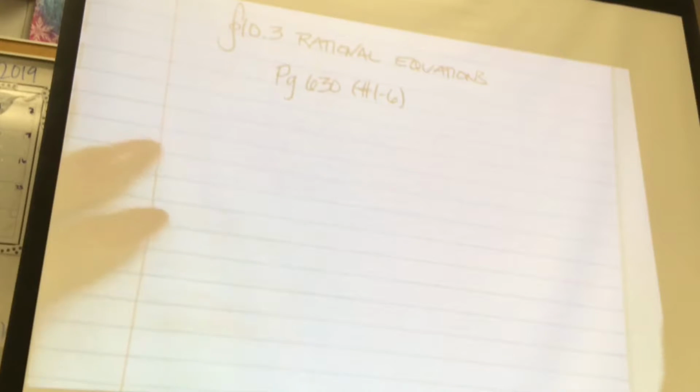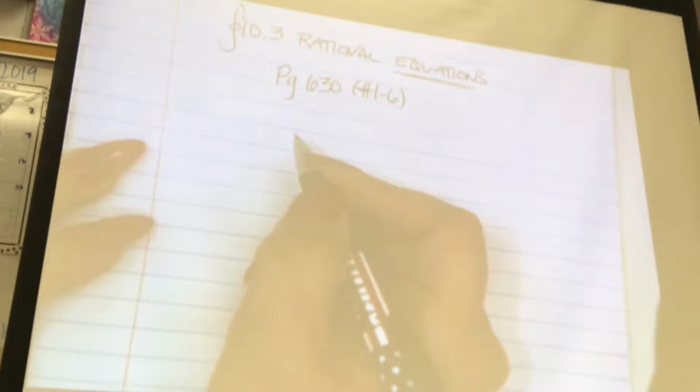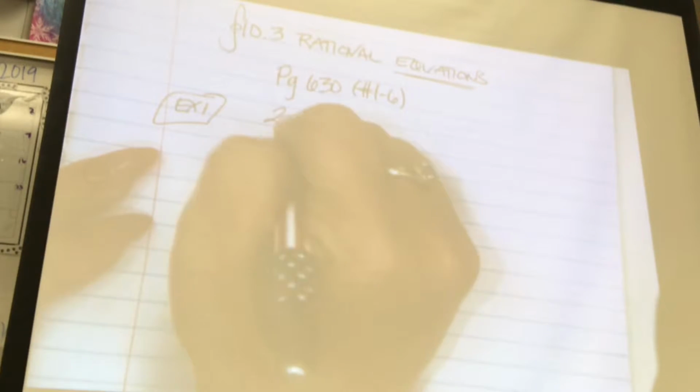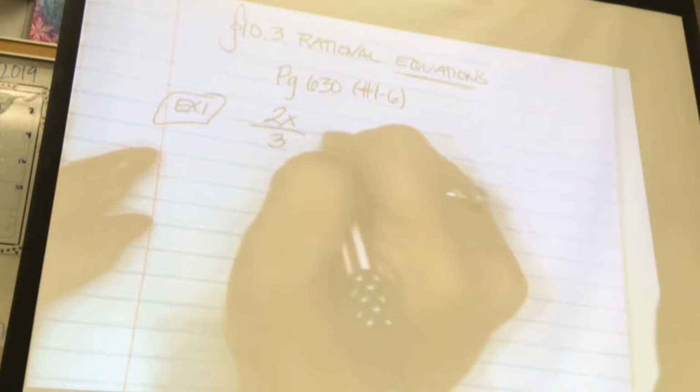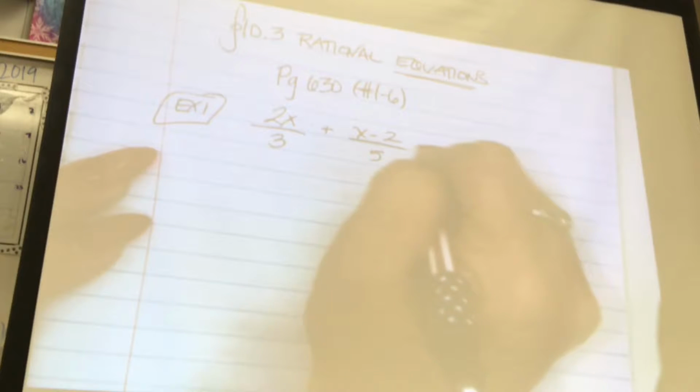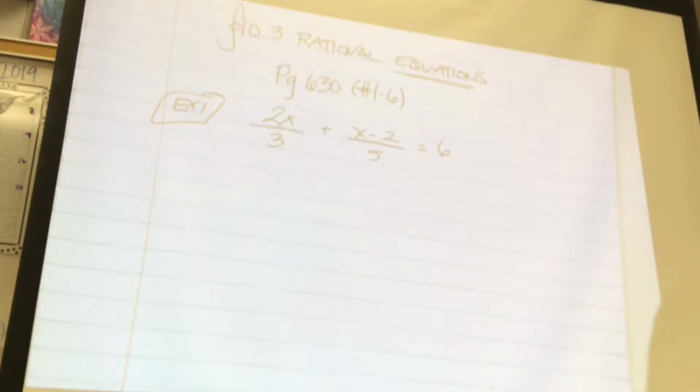All right. We're going to be dealing with equations. So we're going to be dealing with expressions that have equations in them. There's an equal sign in them. Okay? So let's say I have example 1: 2x over 3 plus x minus 2 over 5 equaling 6.